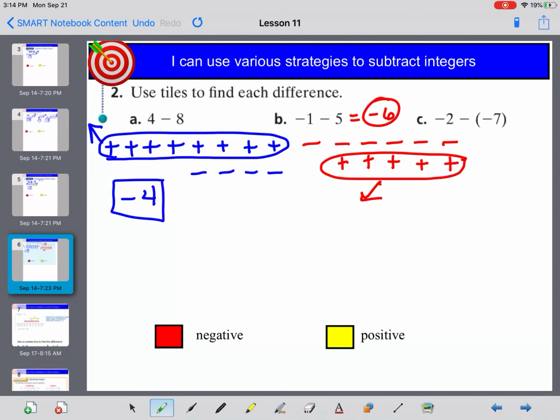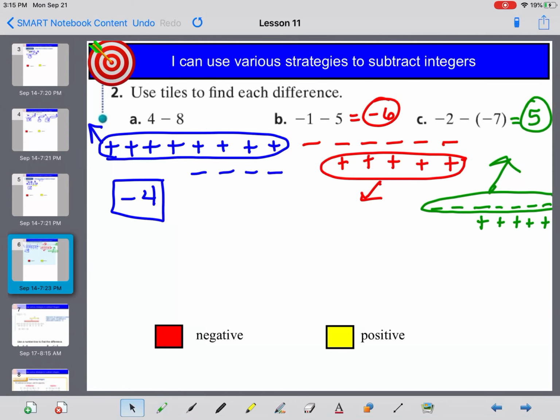Letter C. Negative 2 is what I'm modeling first. And I'm going to take away 7 negatives. Well, I only have 2 negatives, so I can't take away 7. So I'm going to add 0 pairs until I have 7 negatives. Now when I have negative 2 and I want to take away 7, I have 5 positives remaining on my board. Right? Review problems A, B, and C until you are able to do that on your own.